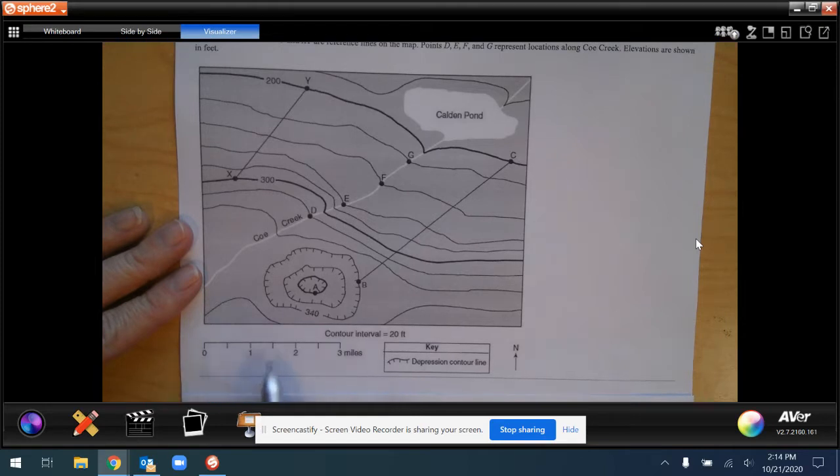We have our scale, which is measured in miles, and then we have our depression contour lines. You'll see the hachure marks on some of these contour lines, which means we have a basin down in the lower left-hand corner of the map. So the elevation is actually going down between points B and A. We also have our compass rose, which shows us which direction north is.